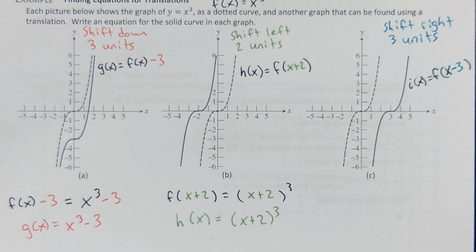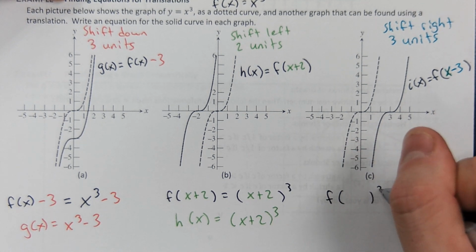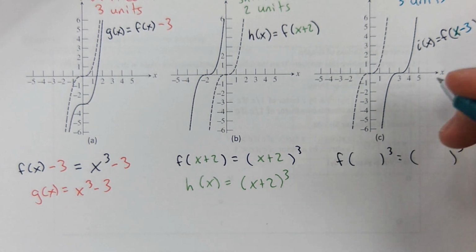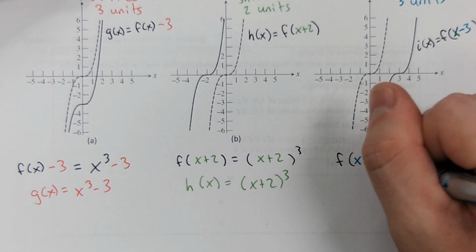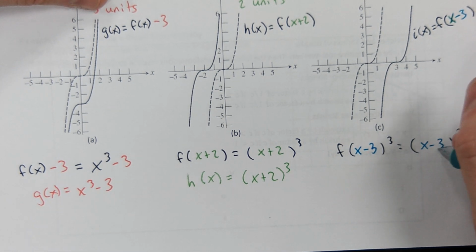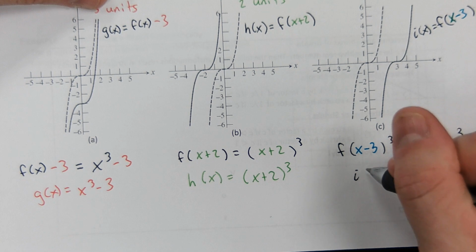F of x minus 3 in parentheses. So wherever we had an X, we throw a set of parentheses. We fill those parentheses with x minus 3 on the left side, so we fill them with x minus 3 on the right side. This is its description. Ryan chose the letter I.